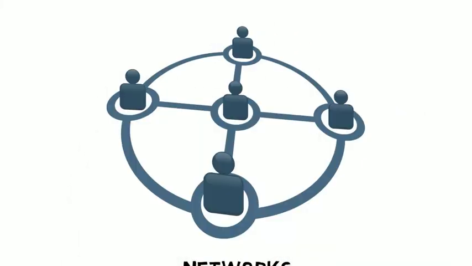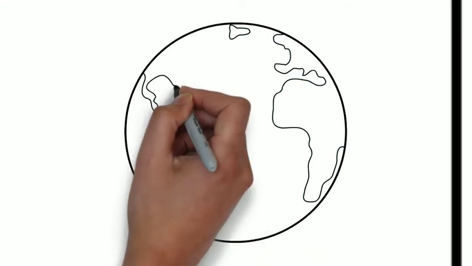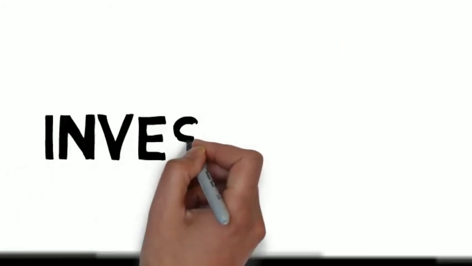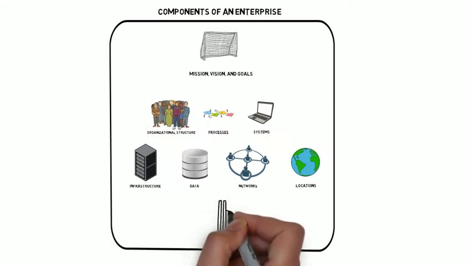Networks, information on networks and telecommunications. Locations, places where people and equipment are positioned. Investments, information on how money is allocated to support an organization.